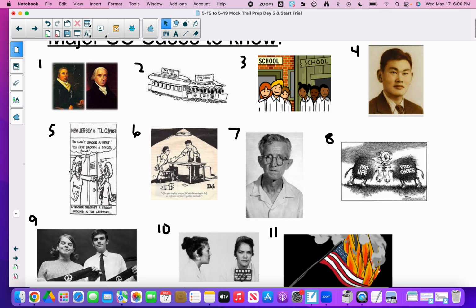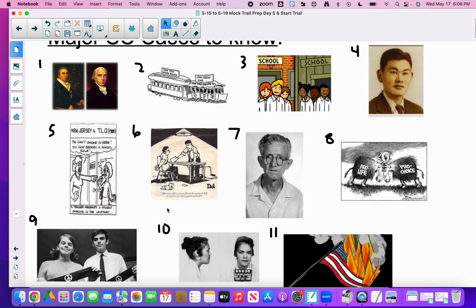In number 5, New Jersey versus TLO. This was in the 1980s. A girl was caught smoking in the bathroom, and her principal searched her belongings and found weed, pot, marijuana, whatever you want to call it, a list of buyers and money. And the student lost the case. The court said that if there is reasonable belief, we can search your belongings. And that does not go against the Constitution.